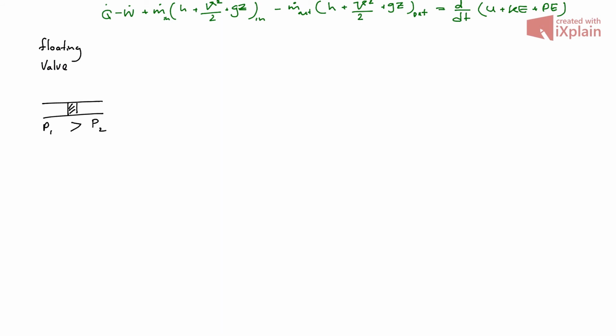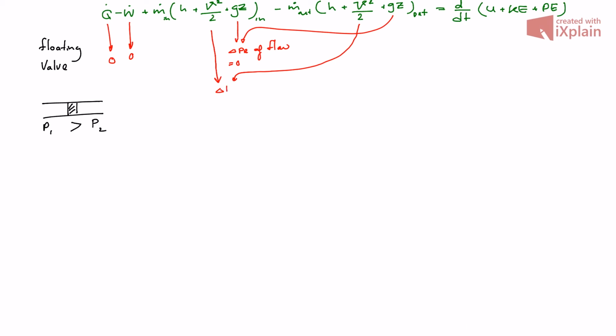Since these throttling valves are very small, the Q coming into or going out of the system can be neglected. There is no work coming into the system, and potential energy change of the fluid flow is neglected. Since this has the same diameter at the inlet and outlet, we can neglect the kinetic energy change of the fluid flow. The right hand side of the equation becomes 0 again. So for a throttling valve, the energy balance can be simplified to say that H1 is equal to H2.